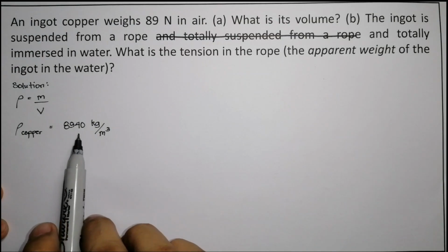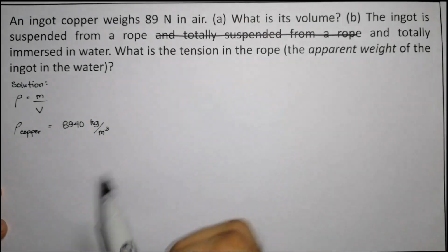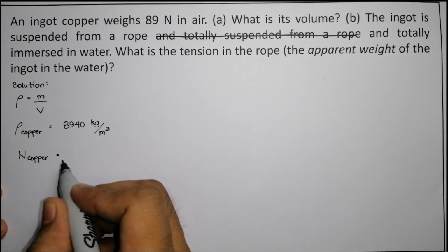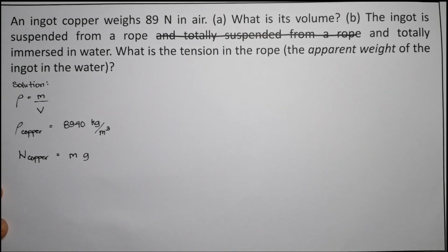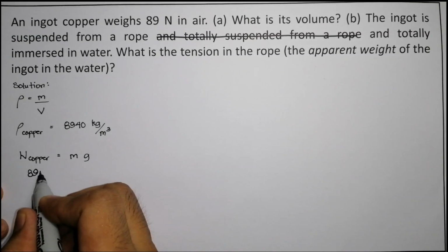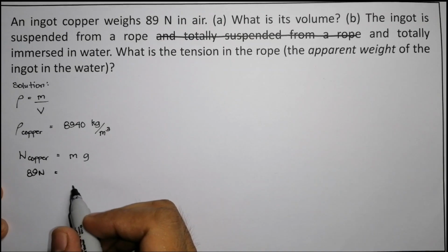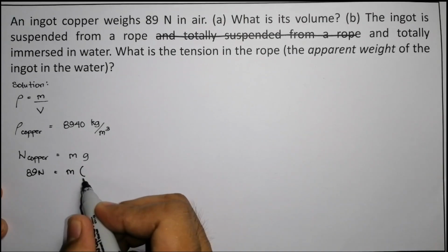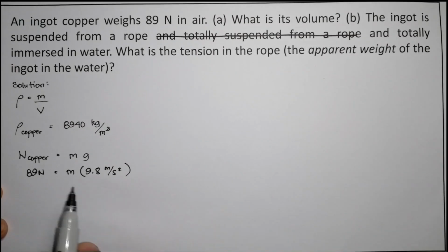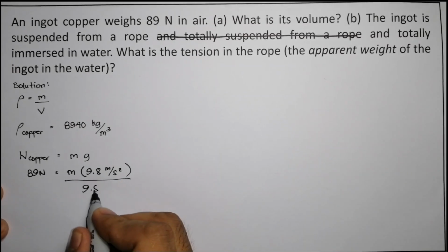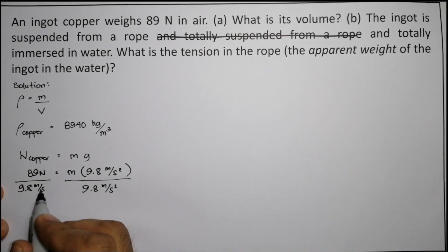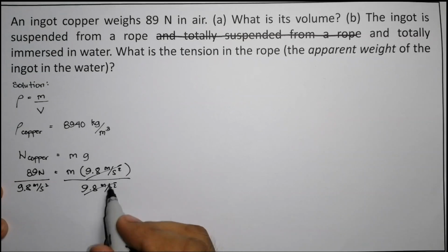Now, we know the density of copper. We have to solve for the mass coming from this weight. So the weight of copper is equal to mass times gravity. The weight of copper is 89 newtons. The mass, we don't know. The gravity is 9.8 meters per second squared. So to get the mass, we divide both sides by 9.8 meters per second squared, so this will be cancelled.